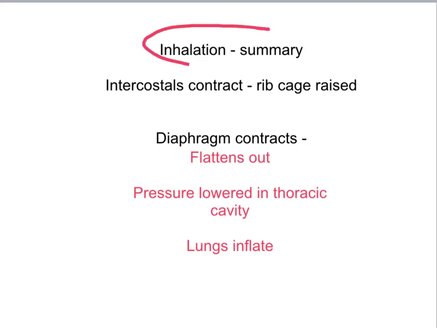So in this short summary here, you can see the intercostals contract, which means the rib cage is raised. The diaphragm contracts, which means it flattens out. Therefore, pressure is lowered in the thoracic cavity, which means the lungs will inflate.